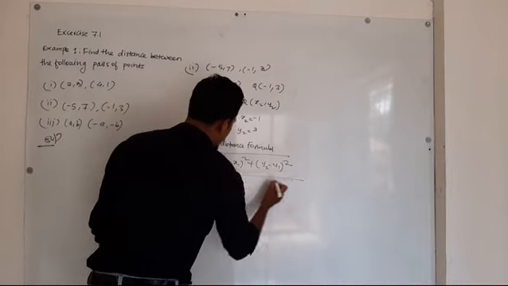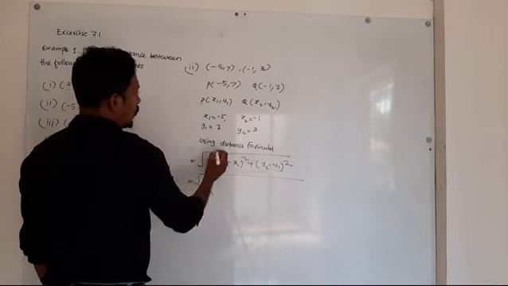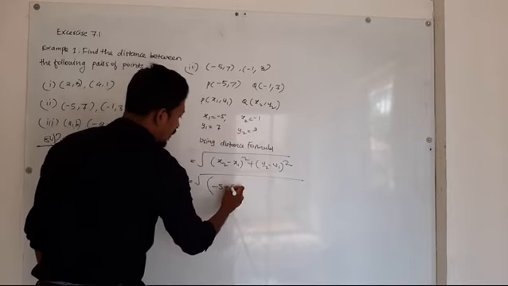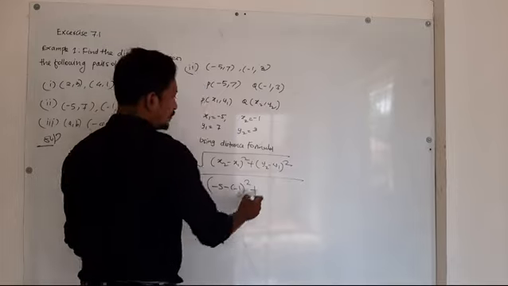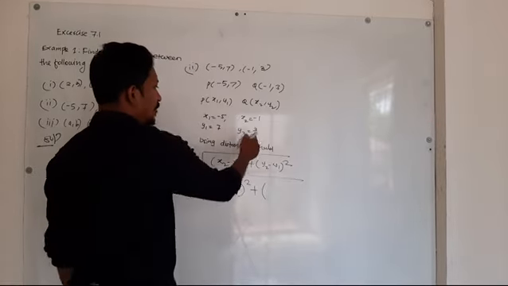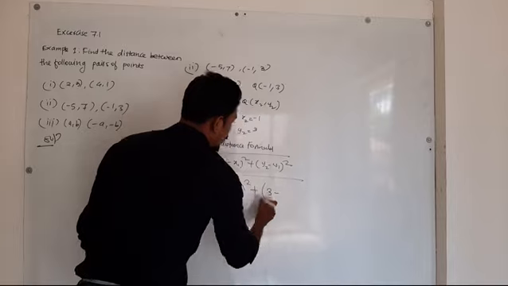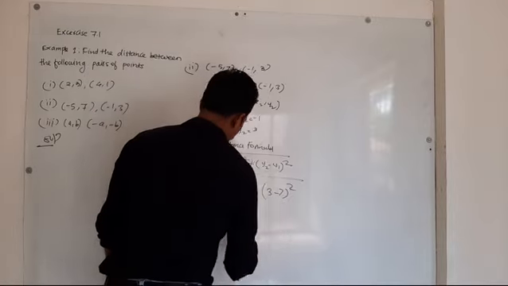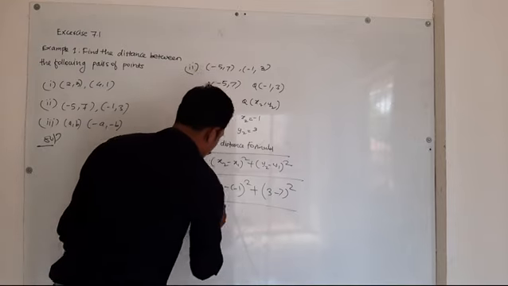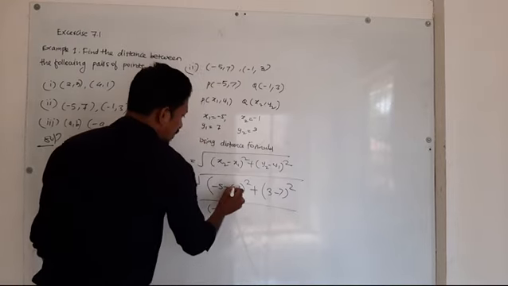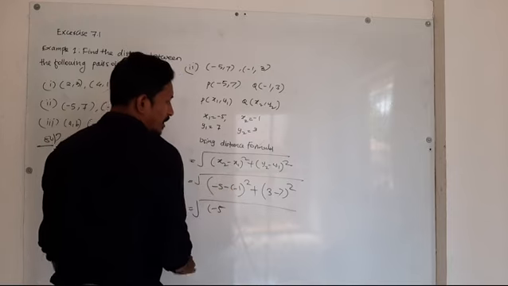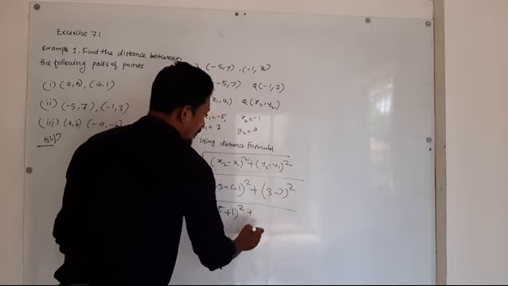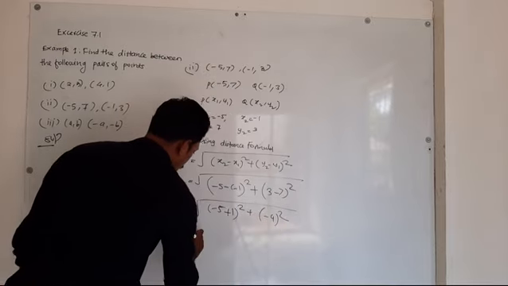That is equal to what? x2 is minus 1, minus the value of x1, which is minus 5, bracket squared, plus y2 minus y1 bracket squared. The value of y2 is 3, minus the value of y1, that is 7, so 3 minus 7 bracket squared. So minus 1 plus 5, that is 4, squared, plus 3 minus 7, that is minus 4, bracket squared.